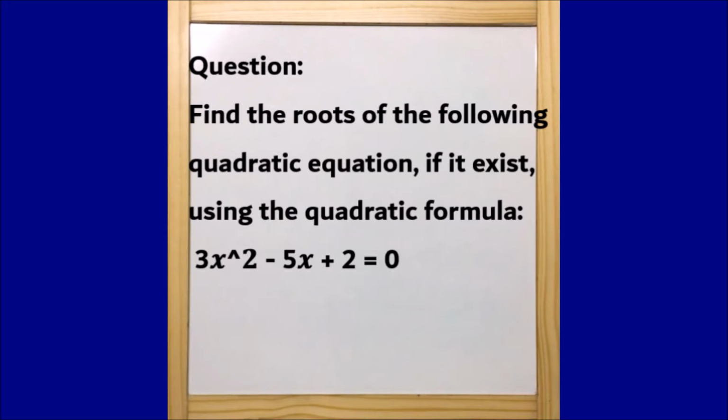Now "if they exist" means we should put a check whether b square minus 4ac is less than 0 or greater than or equal to 0. And we very well know that if b square minus 4ac is less than 0, then there do not exist any real roots of x. So this is what we need to keep in mind while moving ahead.